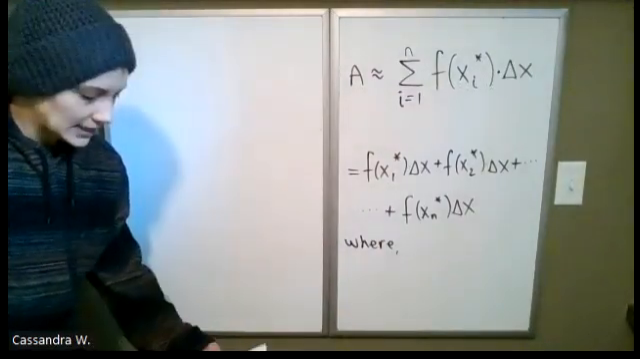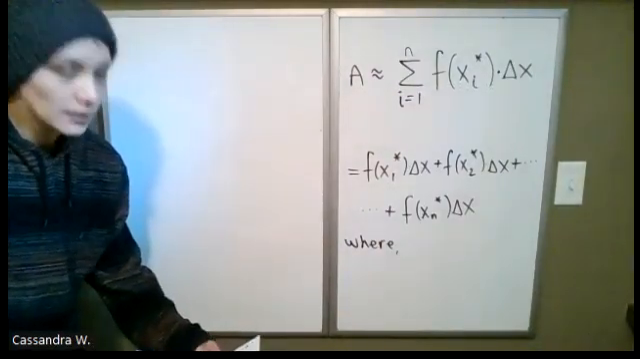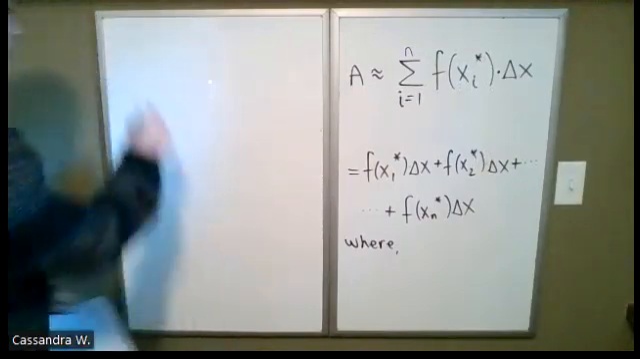We've already talked about delta x. Delta x is the width of the rectangle. It's b minus a over n.